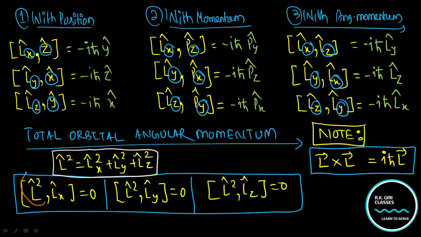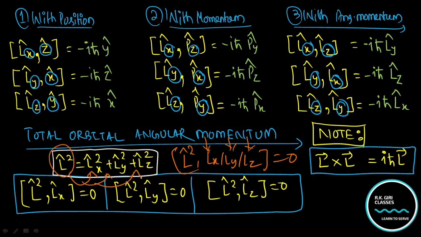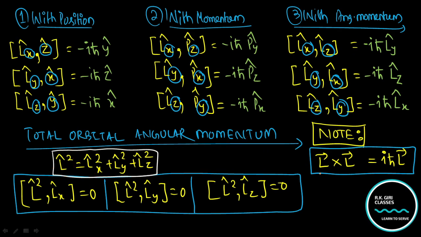Okay, so if you have L square with Lx, if you have L square with Ly, if you have L square with Lz, that means you want to check your commutation operation with L square with Lx or Ly or Lz, the result will be 0. That means L square always commutes with individual angular momentum. This is total orbital angular momentum, it always commutes with its angular momentum, whether it may be in x axis, y axis and z axis. Clear this point?